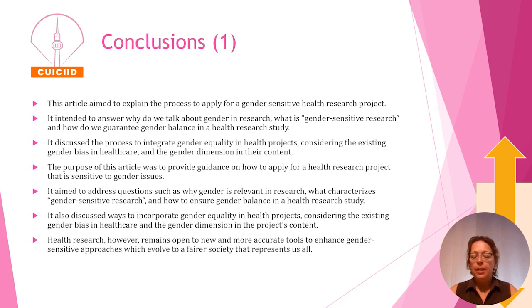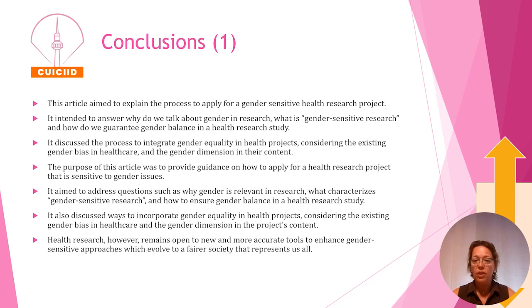The article, as for conclusions, aimed to explain the process to apply for a gender-sensitive health research project. It intended to answer why we talk about gender in research, what gender-sensitive research is, and how we guarantee gender balance in a health research study. It discussed the process to integrate gender equality in health projects, considering the existing gender bias in healthcare and the gender dimension in their content.